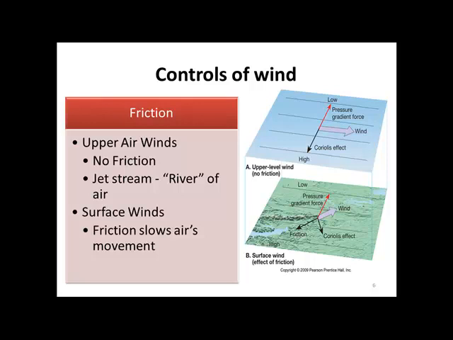The upper air winds, this is what you would typically think of as the sky, or where you might see the clouds. This air does not come in direct contact with the Earth, therefore there's no friction along with the Earth. This air is controlled by the Coriolis effect and the pressure gradient.